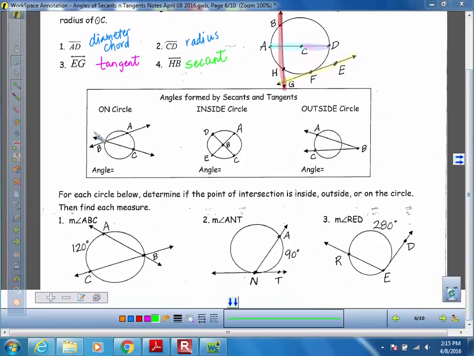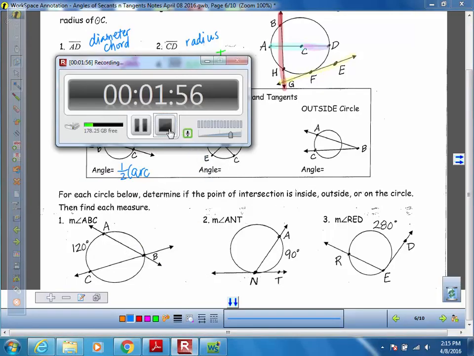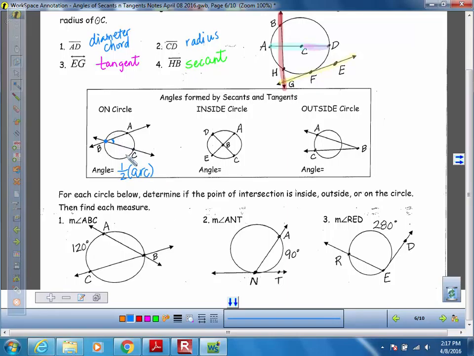So yesterday we learned about inscribed angles. Why would this be considered an inscribed angle? Okay, it's what? It's on the circle. The vertex is on the circle. So when the vertex is on the circle, that means that our angle formula is going to be 1/2 of the arc. So it was 1/2 of the arc would be our angle measure.